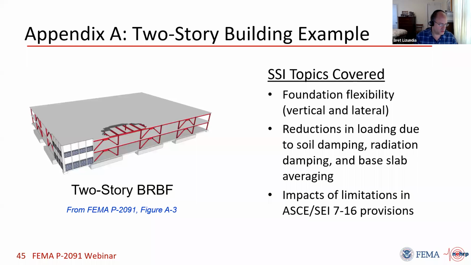So this two-story BRBF building, buckling restrained brace frame building, Steve Harris was the primary author on this one. This covers how we put in both vertical and horizontal springs. Horizontal springs are a little less common to do, but he walks you through how to do that here. And we show soil damping, radiation damping, and base slab averaging, and how that would change things.